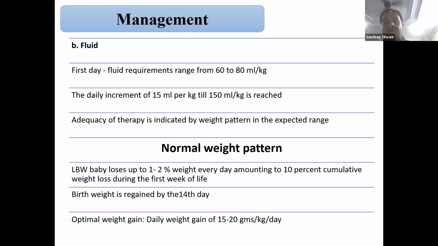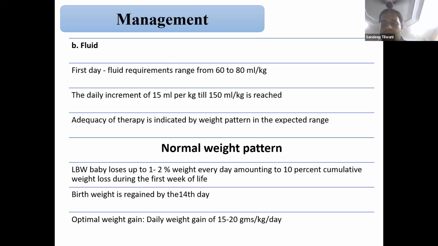Then if at all the baby is sick, there may be certain babies who are sick enough and they cannot be initiated on full feeds directly. Maybe the child is on ventilator, or on CPAP, or having poor perfusion or sepsis. So whatever be the reason, sometimes these babies cannot be started on full feeds directly.